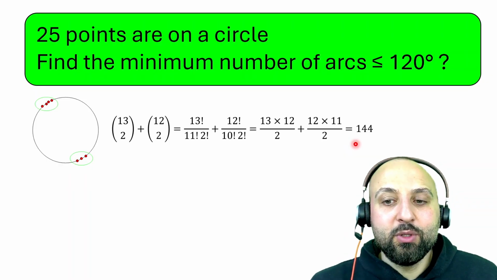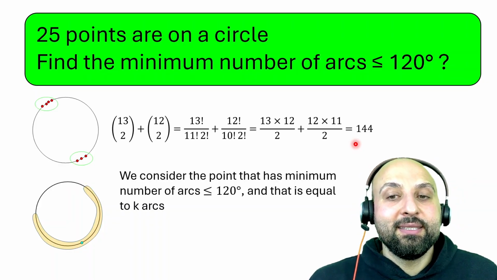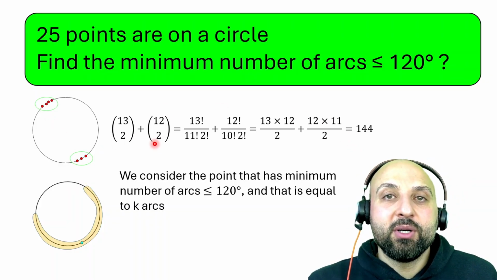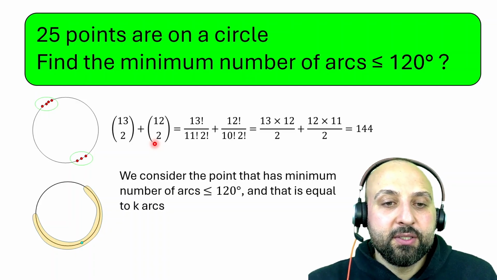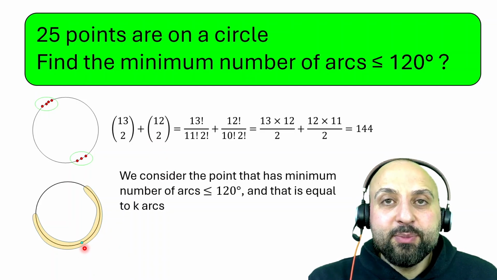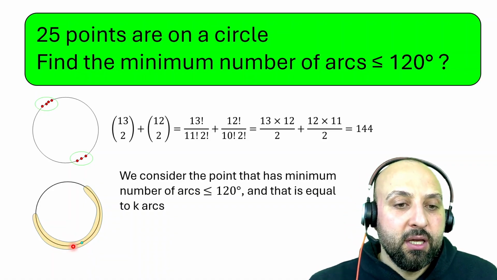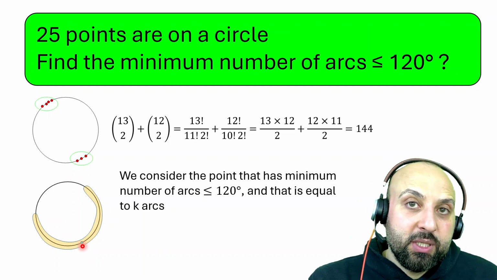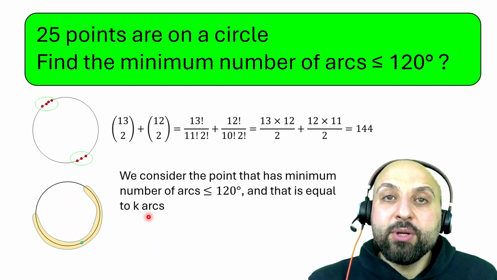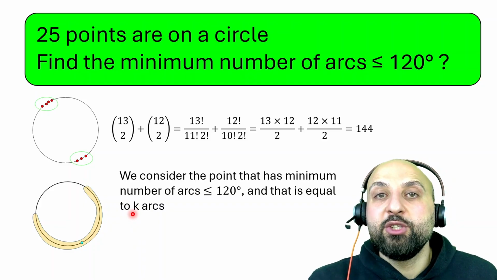Now I'm going to give you the final solution. I'm going to prove that this example is actually the best possible and is the minimum number of arcs. Okay, let's assume one of these points has the minimum number of arcs that are equal or less than 120 degrees. So this is a special point. For this point, we say that the number of arcs is equal to k. So this k is the minimum number of arcs that each point can create.